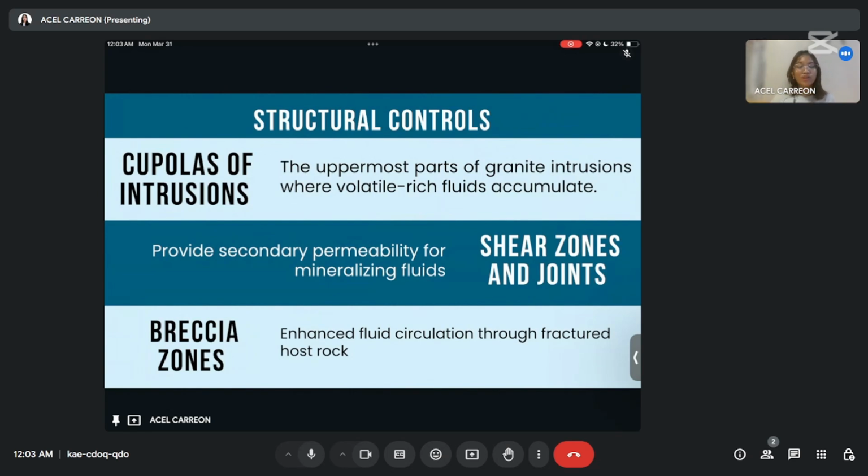The cupolas of intrusions are the uppermost part of granite intrusions where volatile rich fluids accumulate. The shear zones and joints provide secondary permeability for mineralizing fluids, and breccia zones enhance the fluid circulation through fractured host rocks.